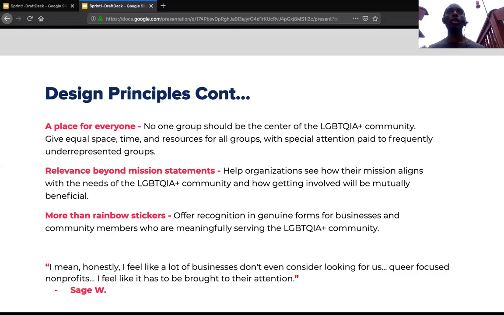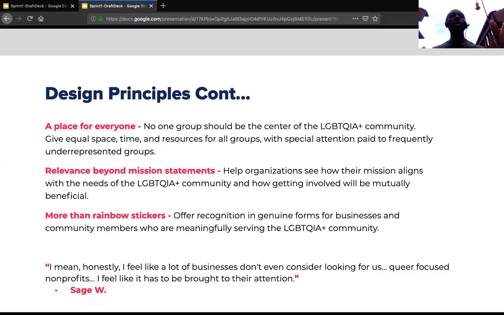And this is once again another quote, from Sage this time, who said essentially exactly what we're saying here. All right, so Sage is saying that businesses often, this is related to the mission statement one, don't get involved with the community enough. They don't really look at the LGBTQIA plus community as an important part of the community. They don't see those issues as very large, and so we want to make sure these design principles and this product make the problem clear.